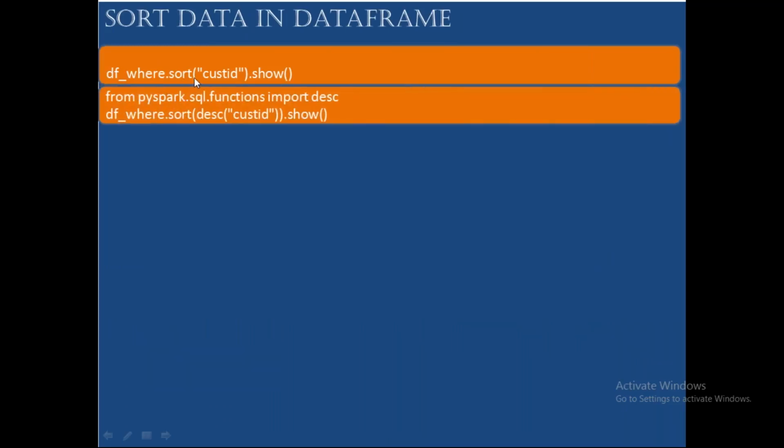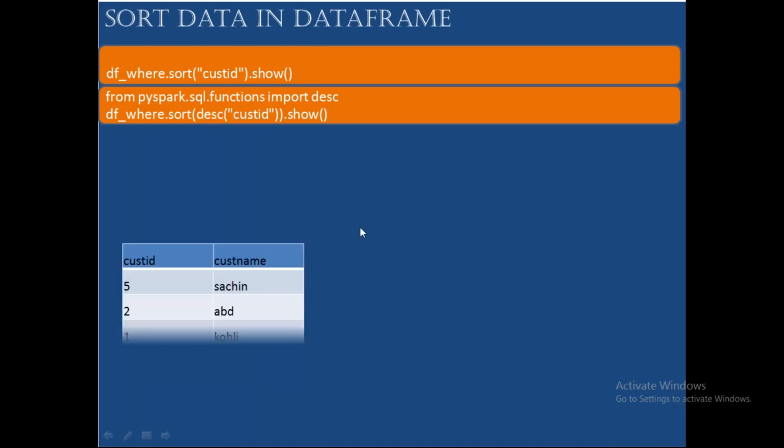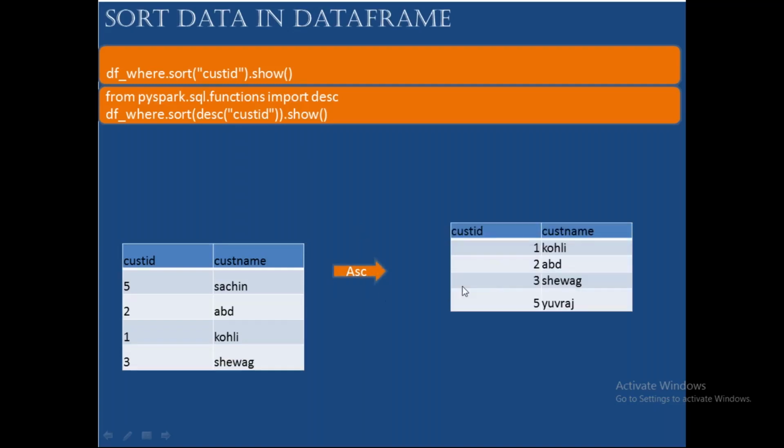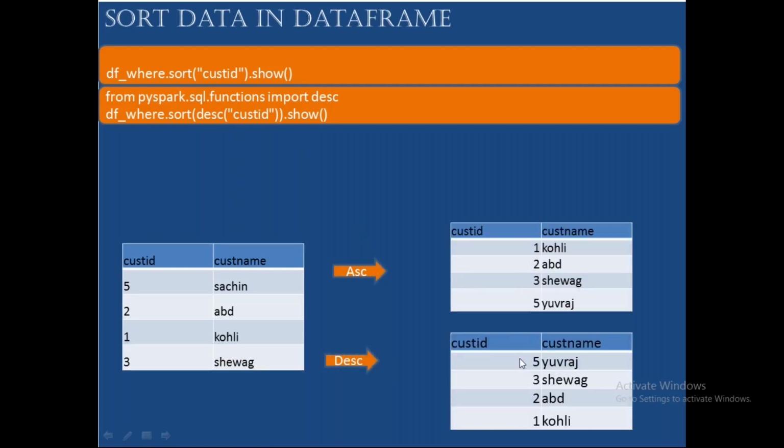Next, sort data in a data frame. So you have this data and you want to sort it. Describe, custid, dot show. You can say sort custid, then data will be arranged in ascending order. But when you want descending, you need to say desc custid. Descending means highest to lowest, ascending means lowest to highest. For ascending, simply say custid. For descending, desc custid. You can use this one syntax.